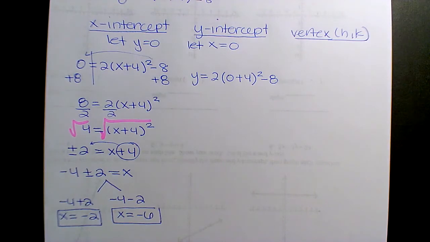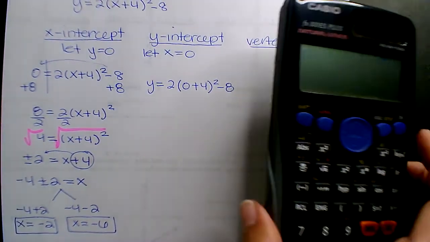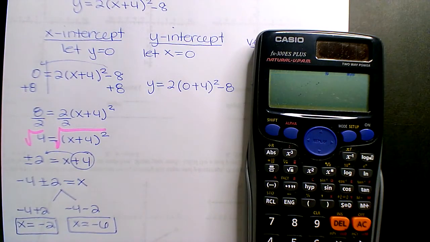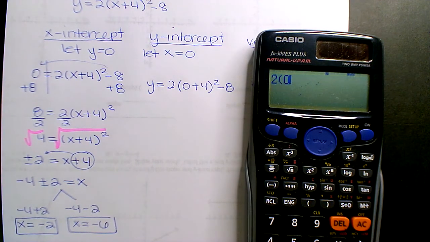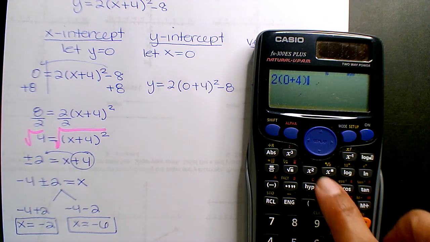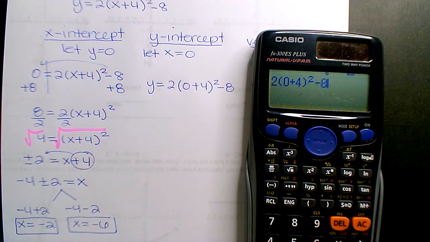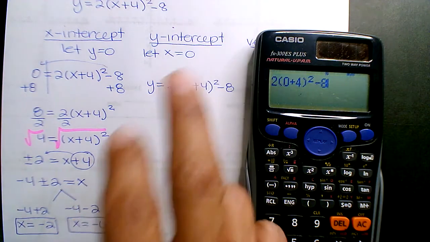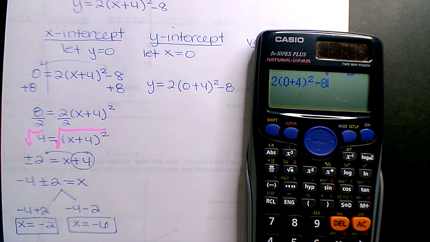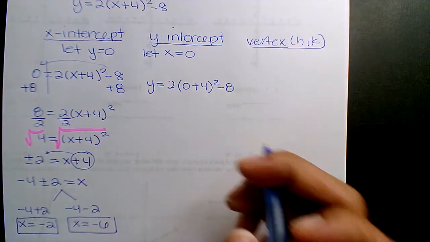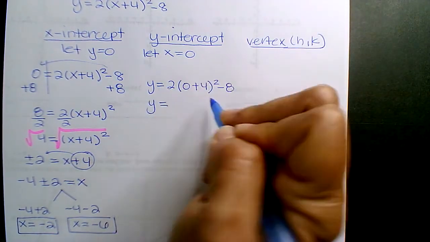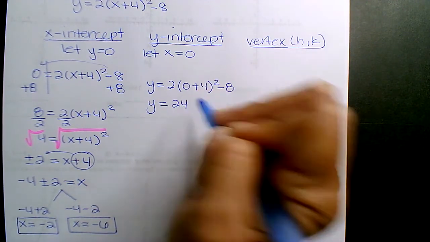Remember, your calculators are amazing. Learn to use your calculators because we all make mistakes. So 2 parentheses, throw in the 0, plus 4 squared, minus 8. Make sure you typed it in correctly, because if you accidentally typed it in wrong, then your answer's trash. So when you throw that all into the calculator, you get 24.